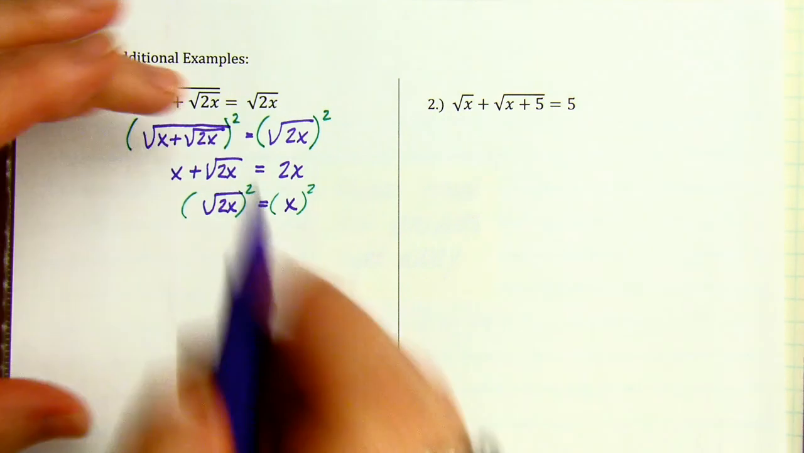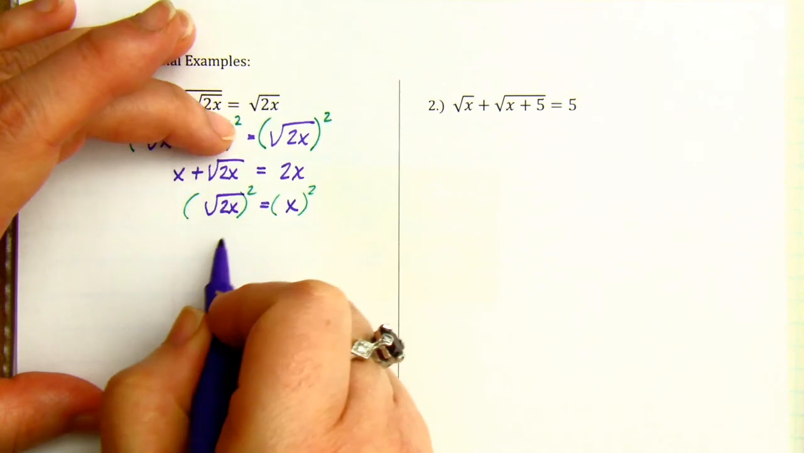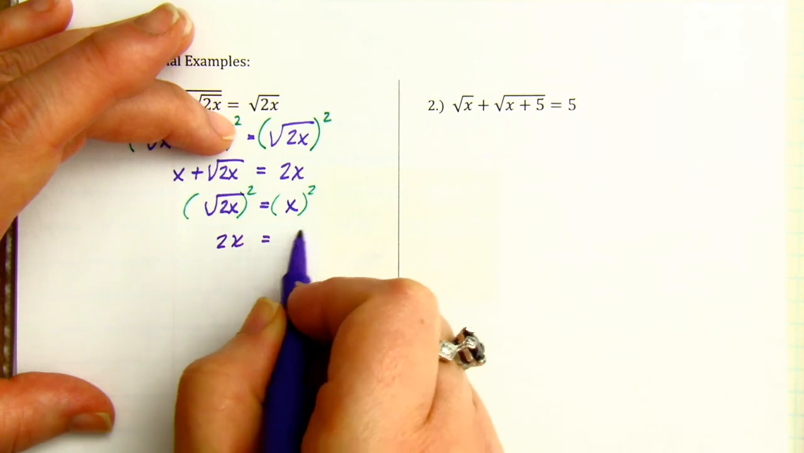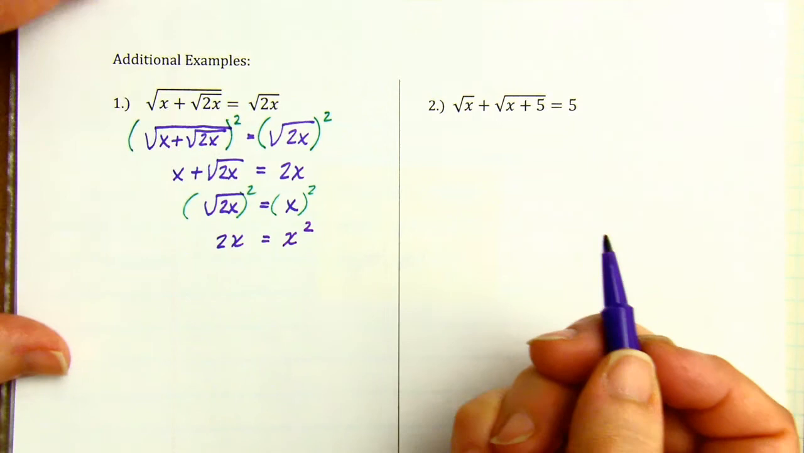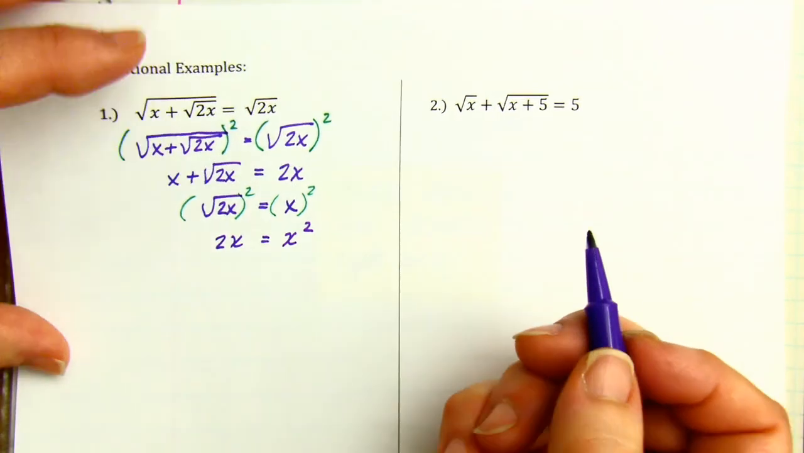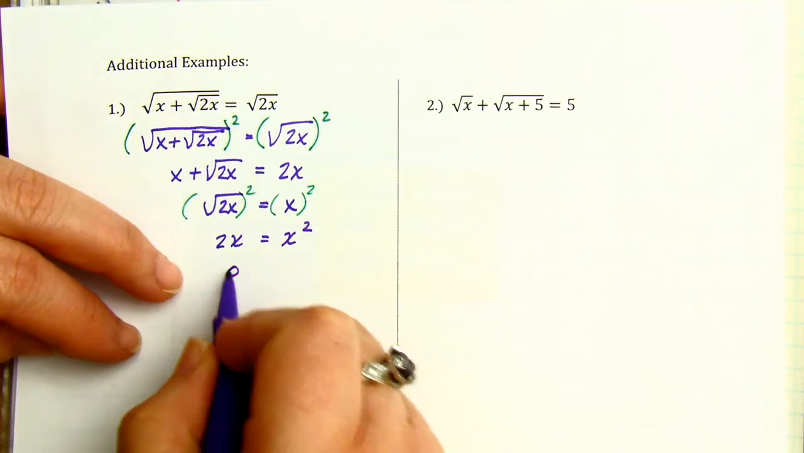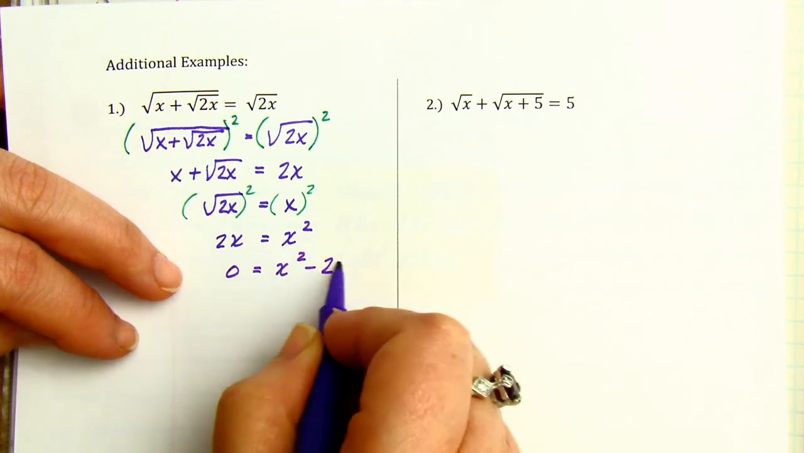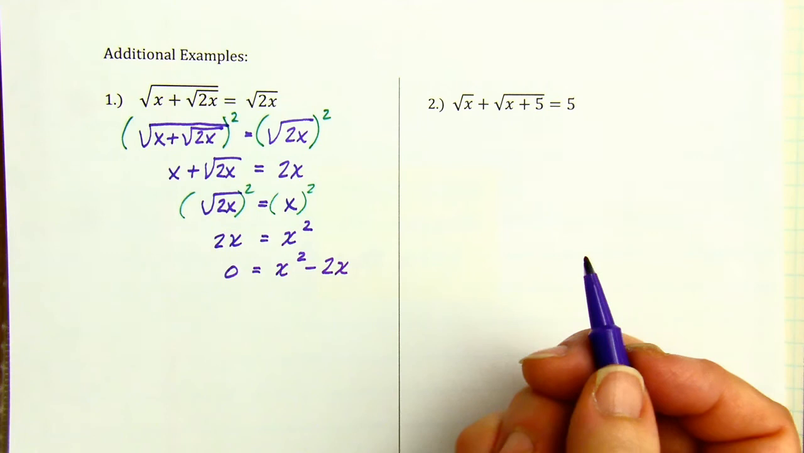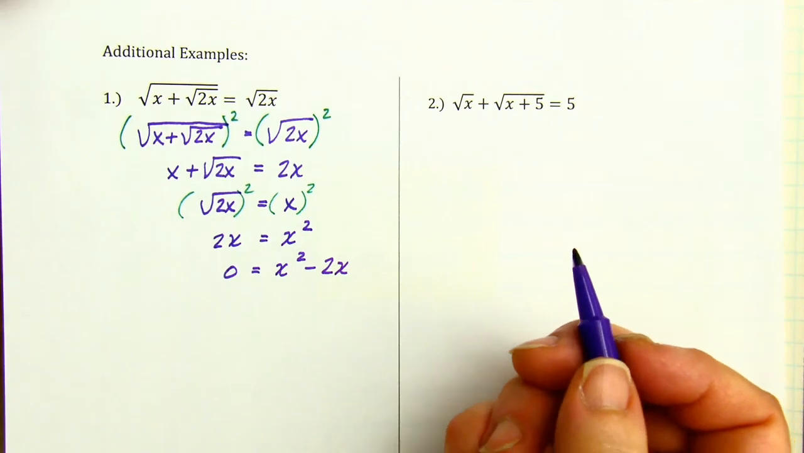The left side gives me 2x, and the right side gives me x squared. It's quadratic. I'm going to take everything to one side. 0 equals x squared, subtract 2x. It's more beneficial if you keep the x squared term positive instead of subtracting the x squared over.